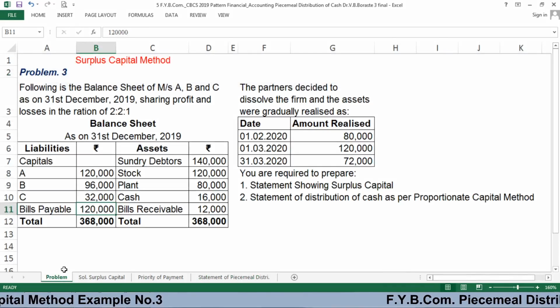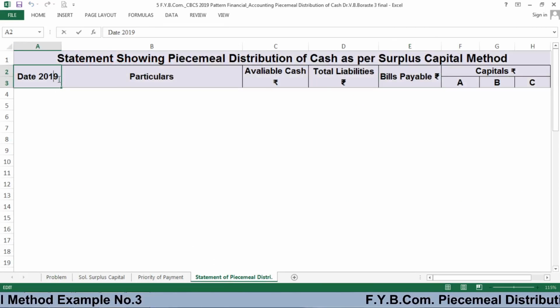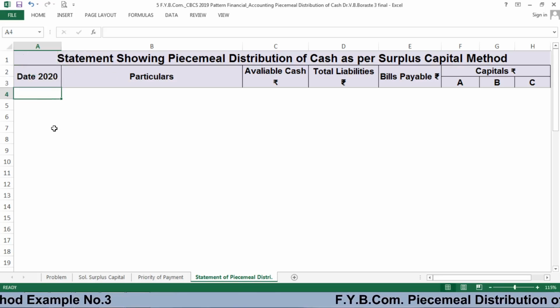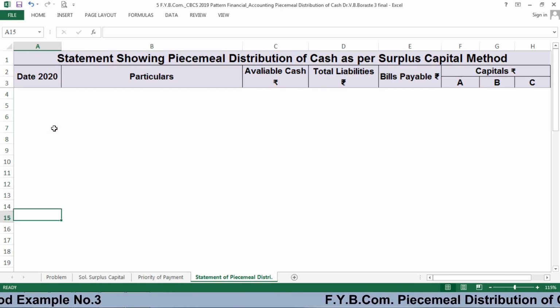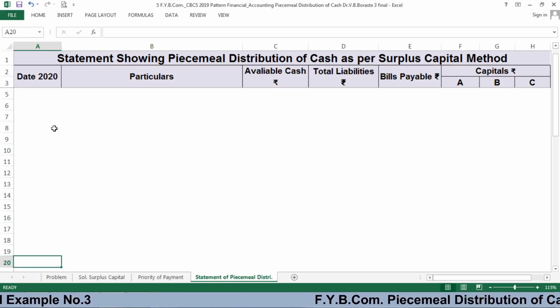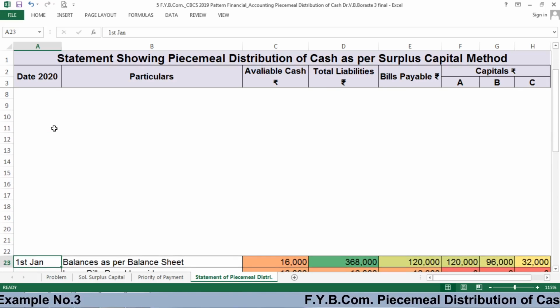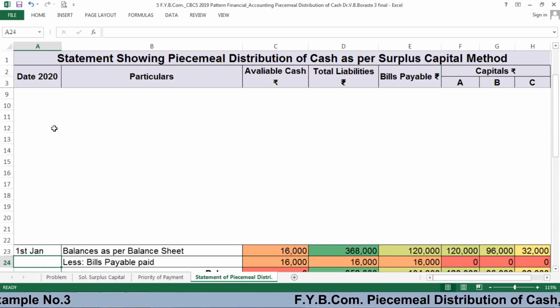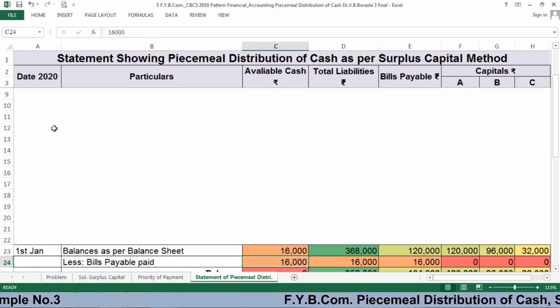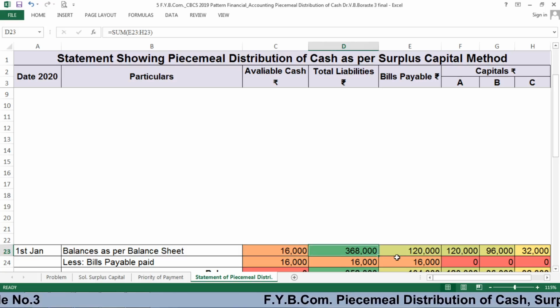So let's start. I have wrongly mentioned the date here as 2019. It's actually 2020. Okay, now you can solve it. First of all, you have to consider the capital balances as per balance sheet. So here, balances as per balance sheet: cash is 16,000, total liability is 3,68,000. How it comes, we will discuss later on.